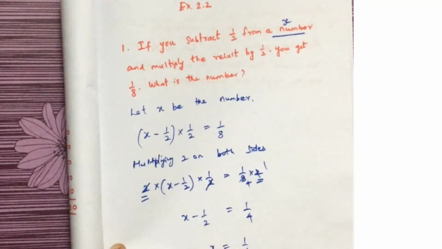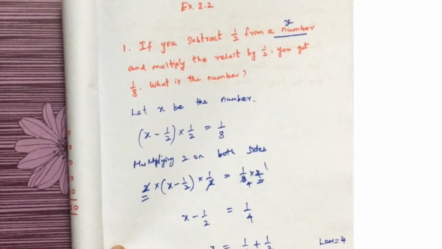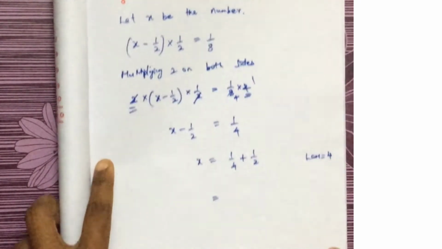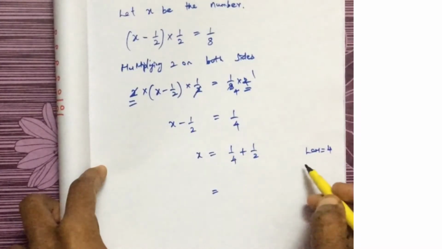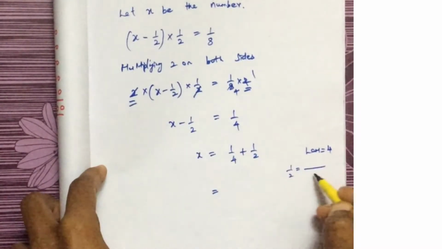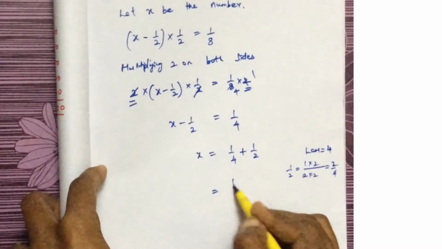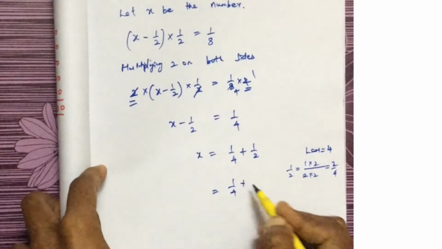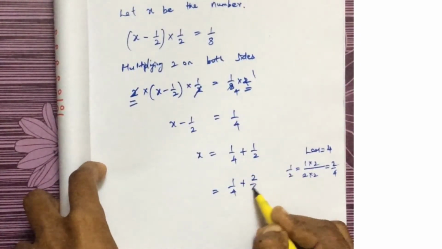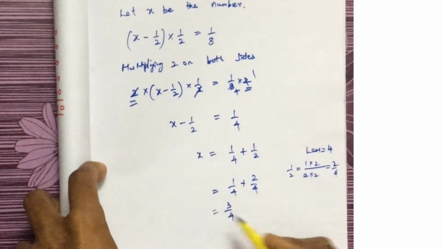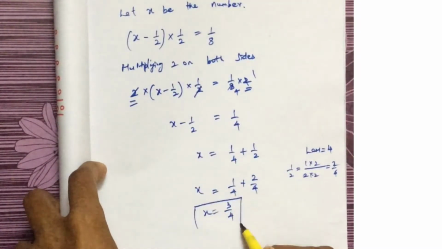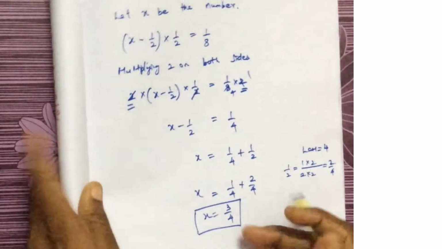x equal to 1 by 4 plus 1 by 2. If you take LCM, it will be 4. So now 1 by 2 equal to 2 by 4. So this 1 by 4 plus, instead of this 1 by 2 I am writing 2 by 4, that is equal to 3 by 4. x equal to 3 by 4. We are going to see the next problem.